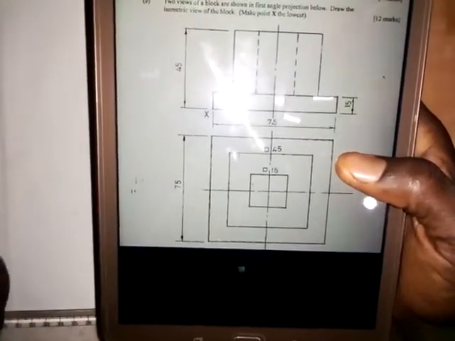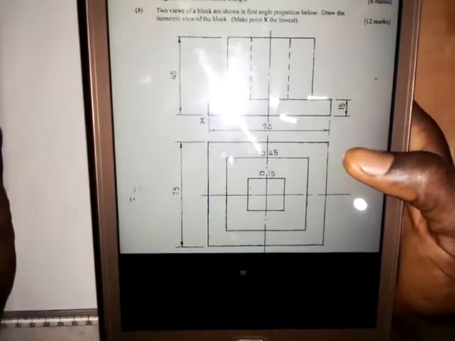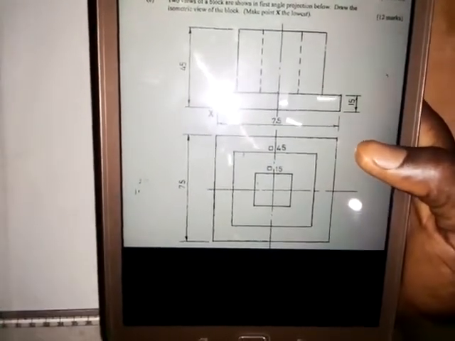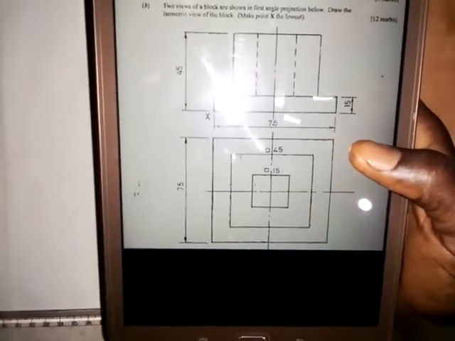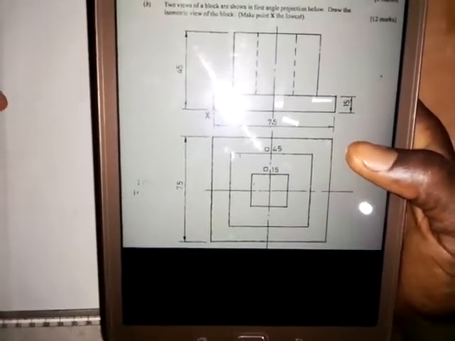So that is what I want to show you how to solve. It's a WAEC question, and I've given it to some students, and only few of them were able to see what the question is all about.